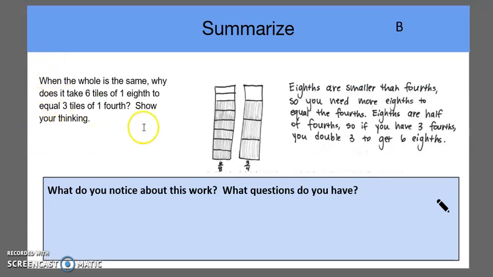So here was the same prompt from the last slide. I'm going to read another explanation. 8s are smaller than 4s, so you need more 8s to equal the 4s. And 8s are half of 4s. So if you have 3/4, you double 3 to get 6/8. I want you to write down what do you notice about this work? What questions do you have? I'm going to provide some notes for you for the next slide that will talk about the 3/4 and the 6/8. And there's a special name that we call this example.